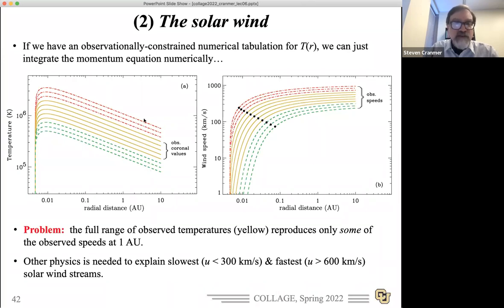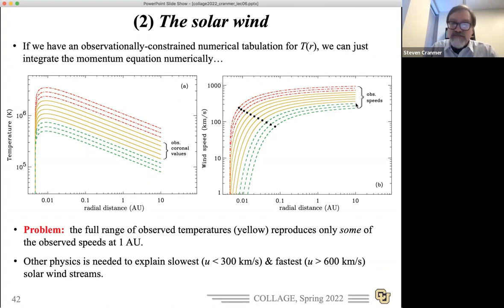But if you vary the normalization up and down, you would need to vary it by almost an order of magnitude, basically from the green all the way up to the red, in order to get Parker solar wind models with the observed range of speeds from 250 to 800 or 900 kilometers per second. But the problem is the actual measured values of temperature in the corona don't vary over that huge one order of magnitude. They really only vary over this sort of middle yellow region. And if you just put that in, you just get these middle, intermediate solar wind speeds.